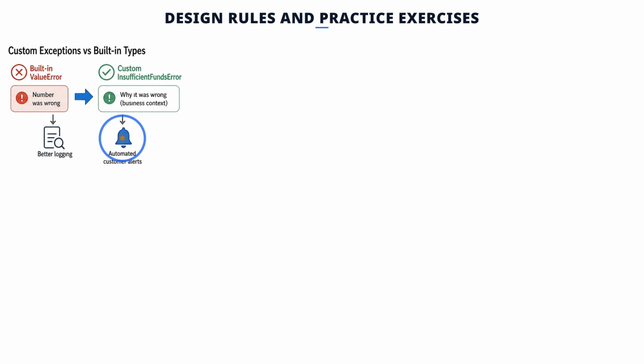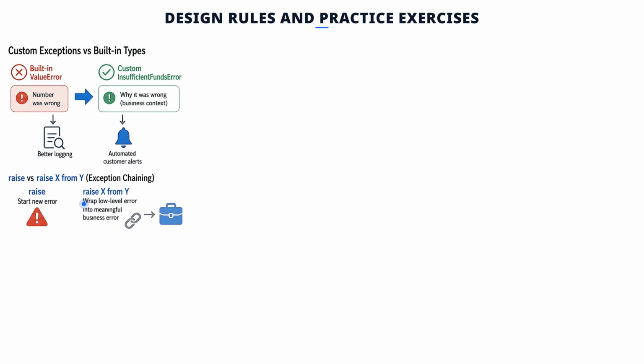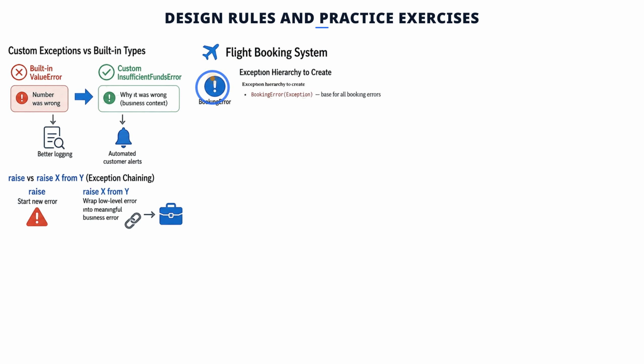Also, notice the important difference between simply using raise, which starts a brand new error, versus raise X from Y. We use exception chaining to wrap a low-level error into a meaningful business error, preserving the original cause. To put this into practice, let's design a flight booking system. This requires establishing a booking error base class. From there, we build out a specific hierarchy.